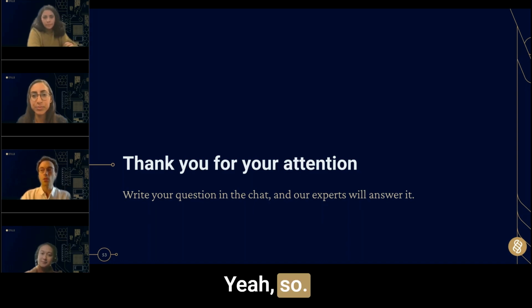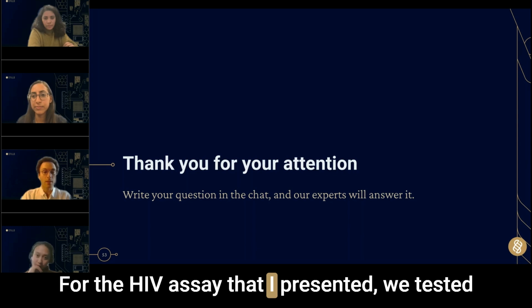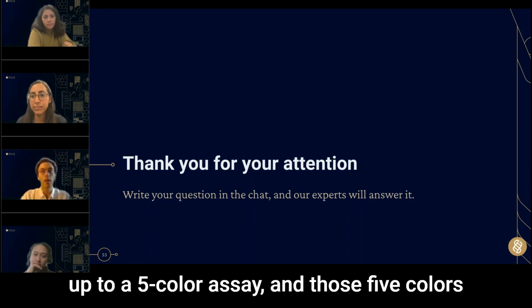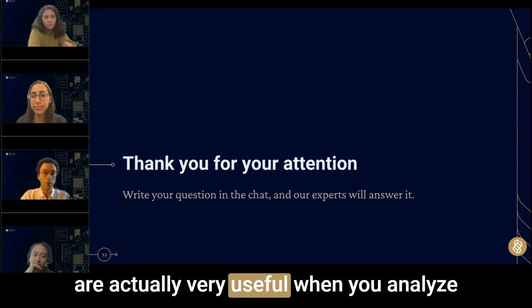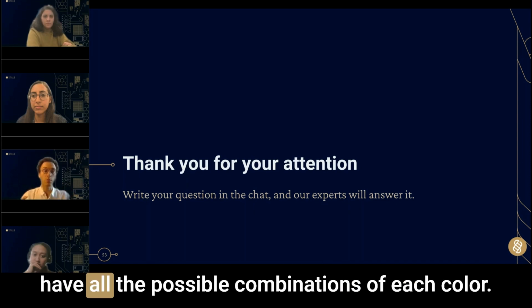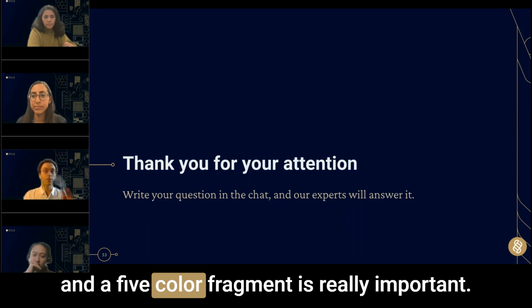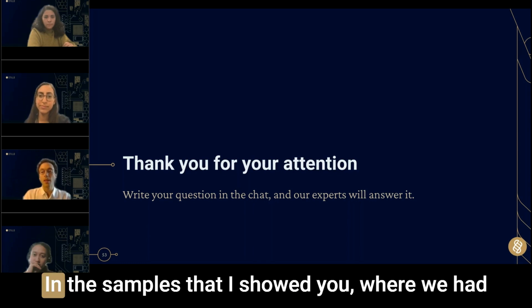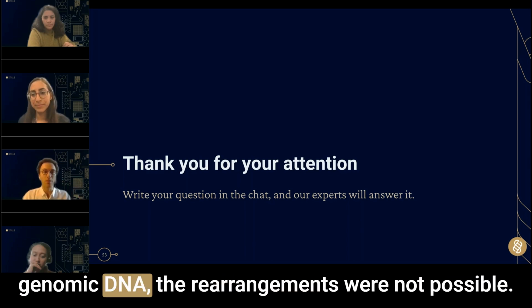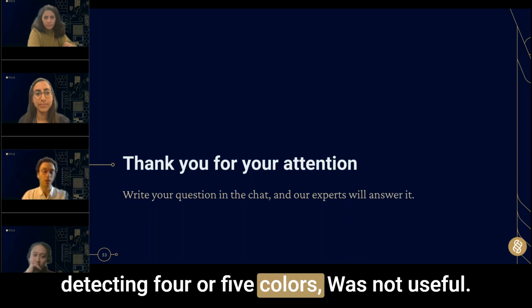Yeah, so the kanamycin assay that we've just added to our catalog is a 4-plex assay, so just 4 colors. For the HIV assay that I presented, we tested up to a 5-color assay. And those 5 colors are actually very useful when you analyze samples, because in those samples, you can have rearrangement of the genome. So you can have all the possible combinations of each color. So being able to distinguish between a 4-color and a 5-color fragment is really important. In the samples that I showed you, where we had genomic DNA, the rearrangements were not possible. So in that case, the difference between detecting 4 or 5 colors was not useful.